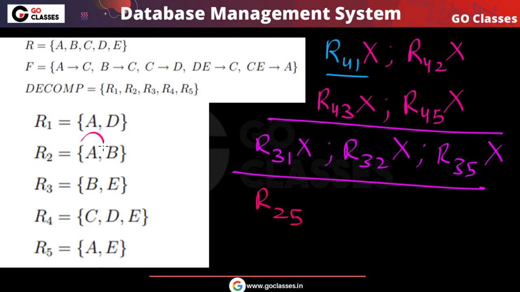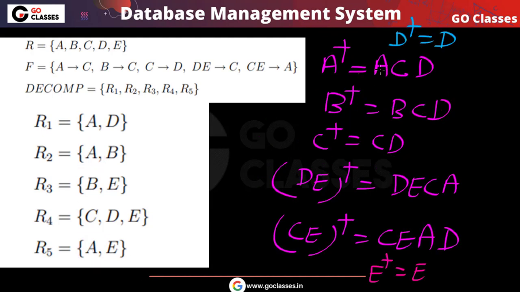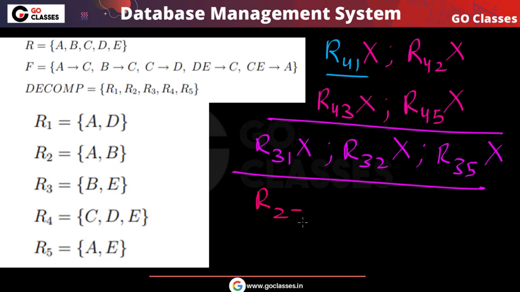Again, you can notice the set of common attributes is A, and this A cannot determine B, E. You can notice A determines ACD, so A cannot determine B, E. So that is the reason we cannot combine them also. So what are the possibilities? So finally, these things we cannot do.